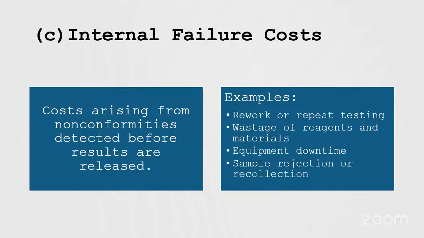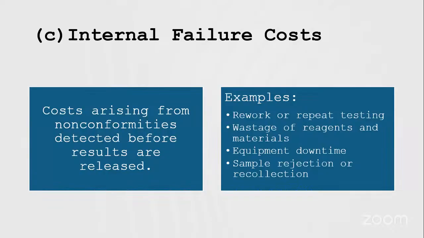Maybe you run a kit and you find that the control line does not appear. Then you repeat testing. It comes at a cost. Those are two kits that have gone. How do we account for that? Equipment downtime. How do we account for that?